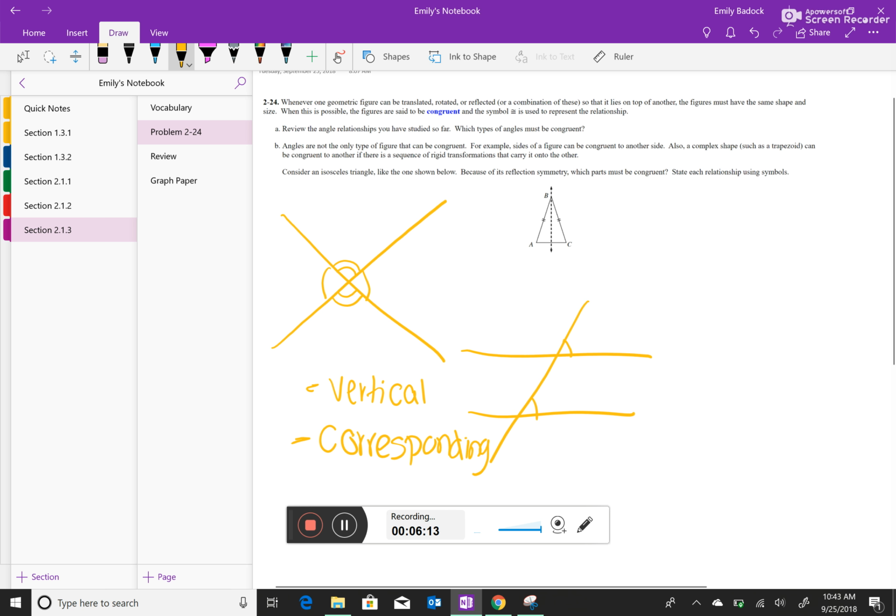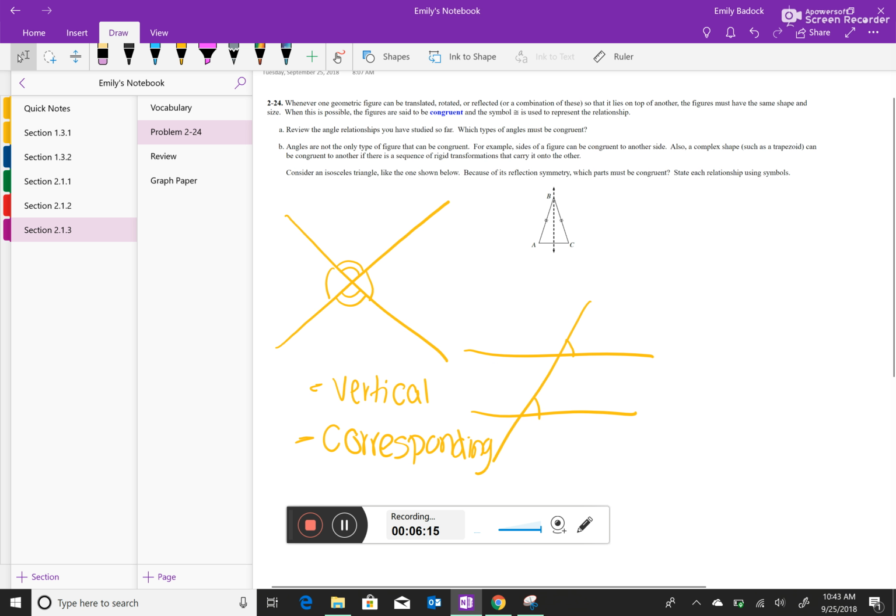For example, sides of a figure can be congruent to other sides. Also, a complex shape, such as a trapezoid, can be congruent to another if there is a sequence of rigid transformations that carry it onto the other. Consider an isosceles triangle like the one shown below. Because of the reflection symmetry, which part must be congruent?